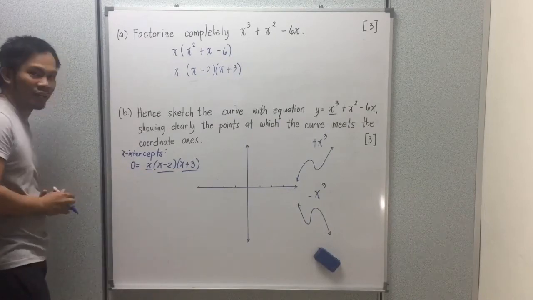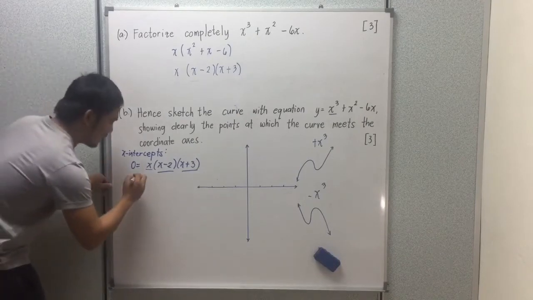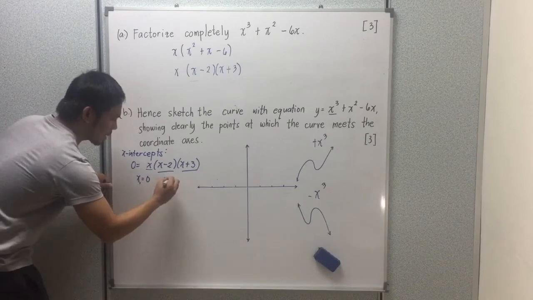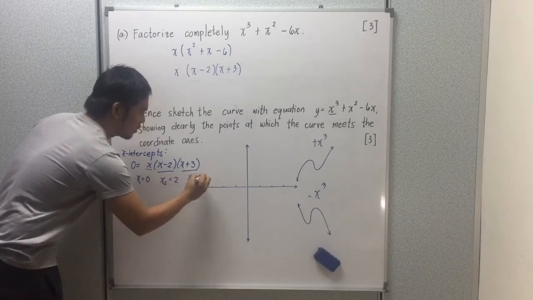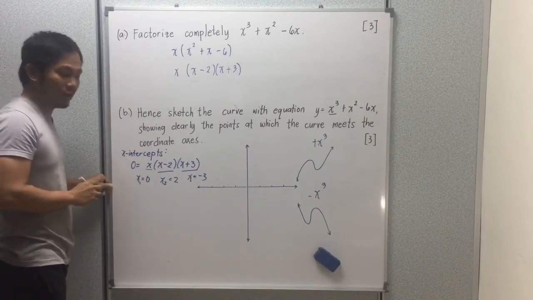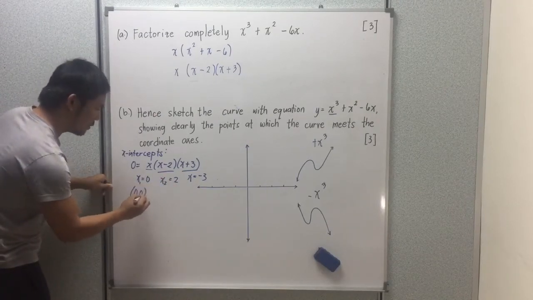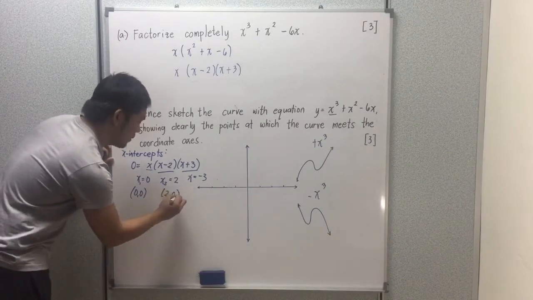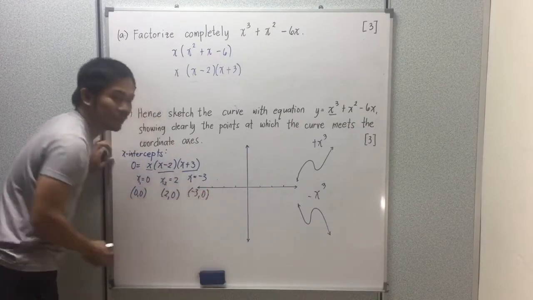But I can go directly, by the way. There are three values of x. One is x equals 0. The second value is x equals 2. And the third value is x equals negative 3. This gives us the x-intercepts, which are (0, 0), (2, 0), and (negative 3, 0).